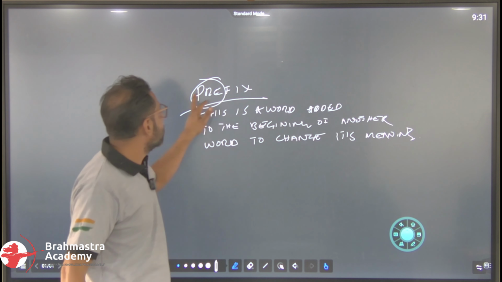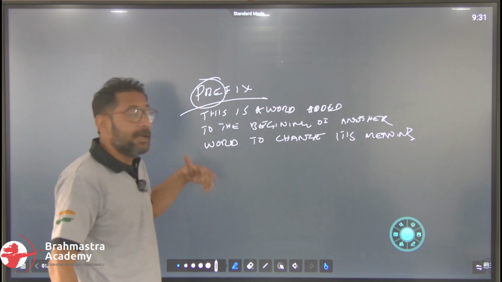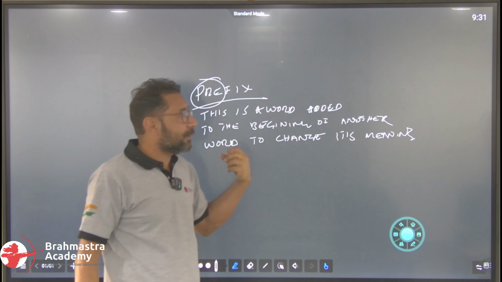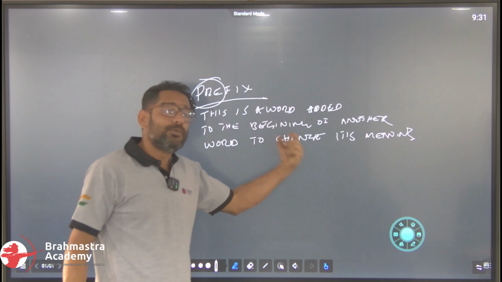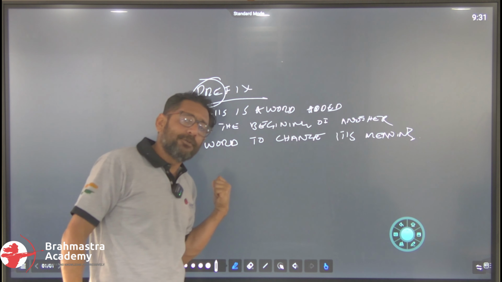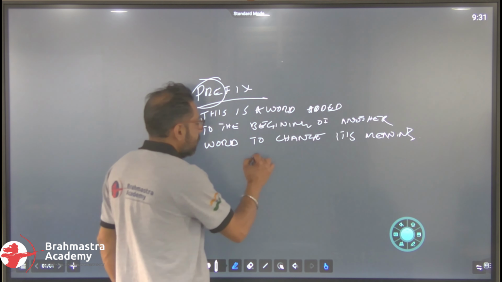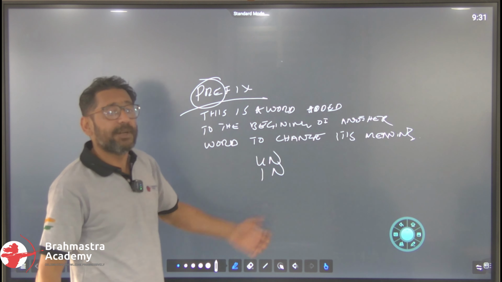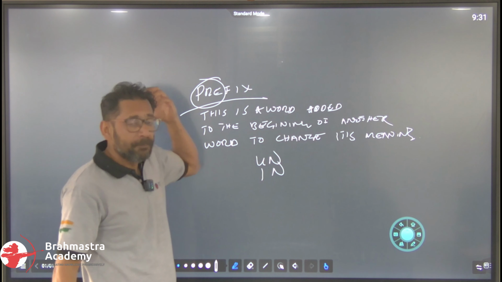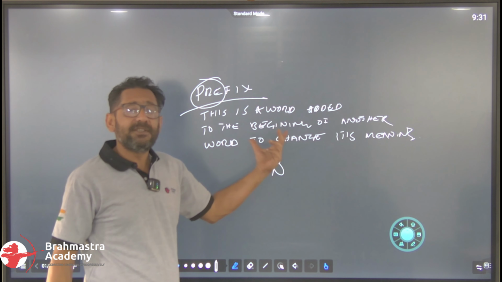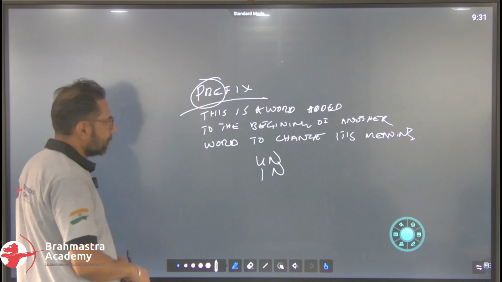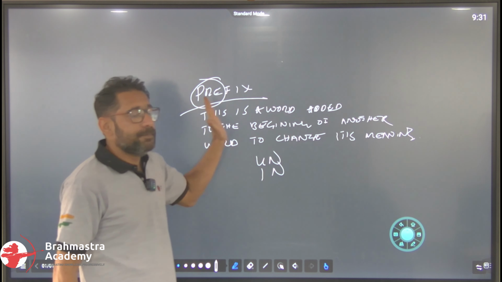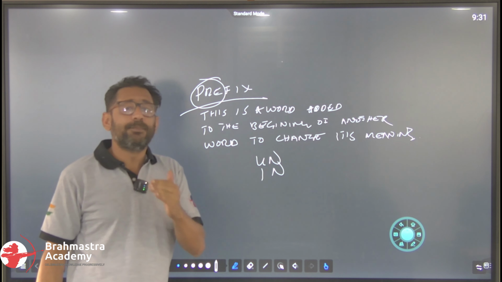So basically before a word, right? So these are the set of letters or a group of letters added to a word prior to the word beginning. For example, un, in. These are just two examples. In our next video, we will go into details on how we are supposed to use the suffixes and the prefixes. So, this is basically a good way to start improving your vocabulary.